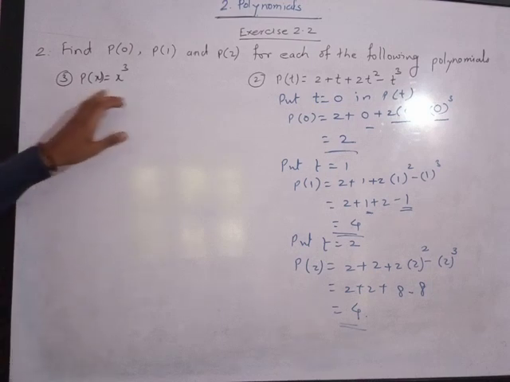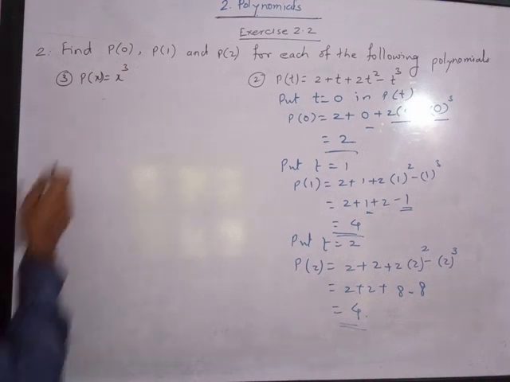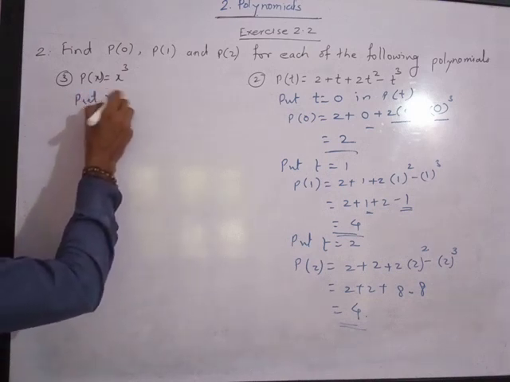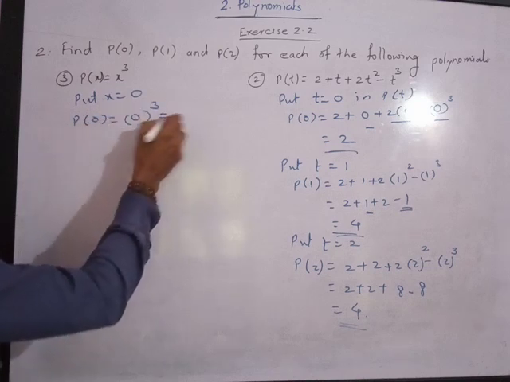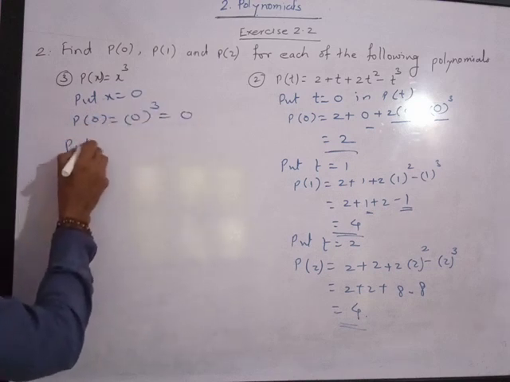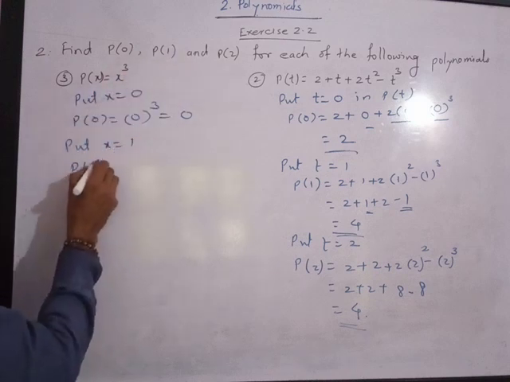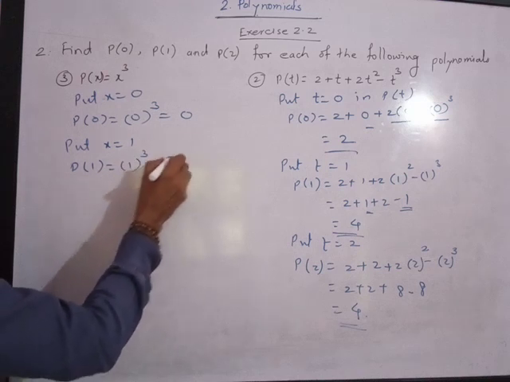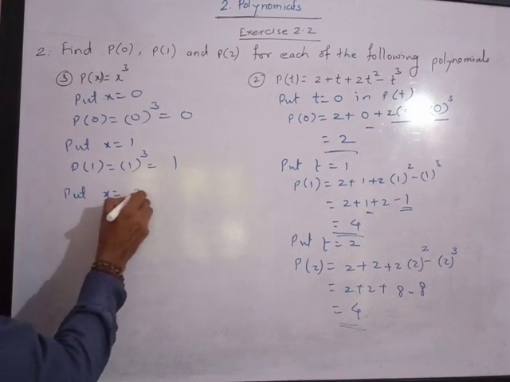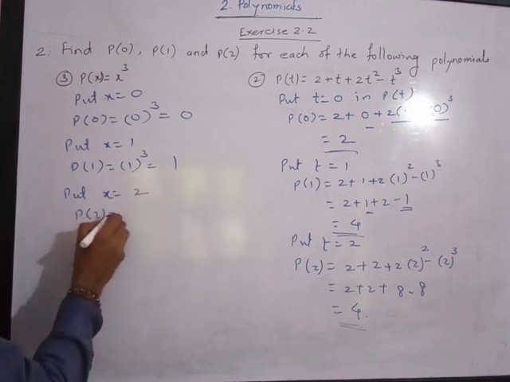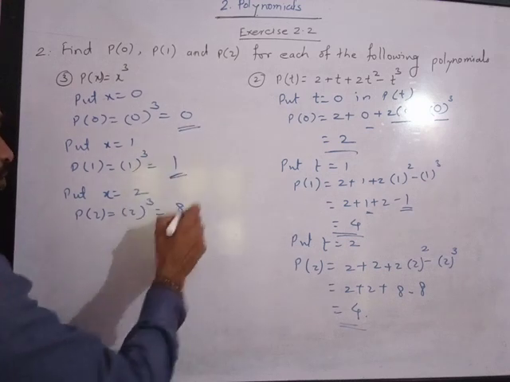Third question is p of x is equal to x cube. So in order to find p of 0, we have to put x is equal to 0. So put x is equal to 0, you will get p of 0 is equal to 0 cube. So that is equal to 0. For finding p of 1, put x is equal to 1, we will get p of 1 is equal to 1 cube. 1 cube is 1. And in order to find p of 2, put x is equal to 2, we will get p of 2 is equal to 2 cube, that is equal to 8. So answers are 0, 1 and 8.